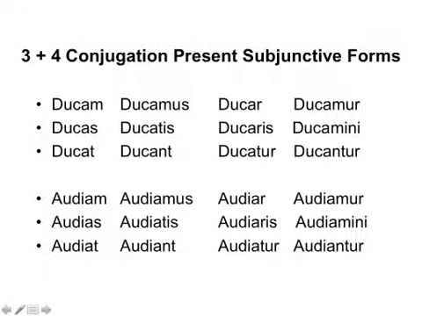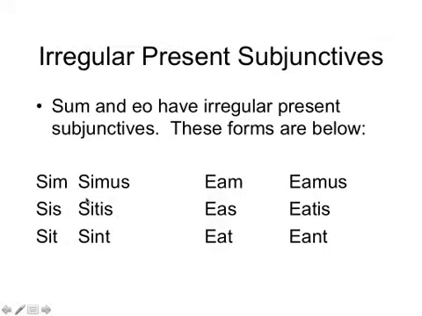Here are the third and fourth conjugations. So again, for third, the vowel you're going to use is A. For fourth, it's IA. We beat a, and then IA, the liar. There are a couple verbs that have some irregular present subjunctives. These are right here. Sum is going to have the form sim, sis, sit, simus, sitis, sint, and then eo: eam, eas, eat, eamus, eatis, eant.